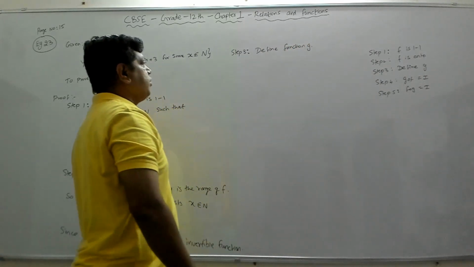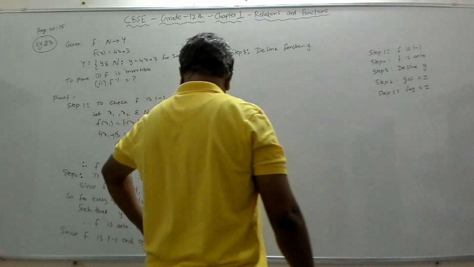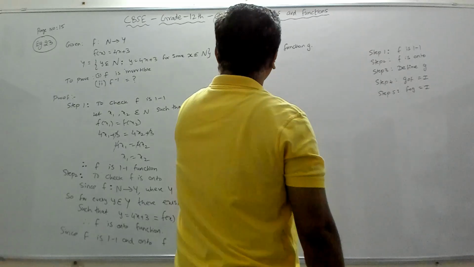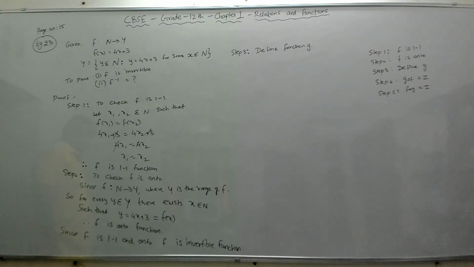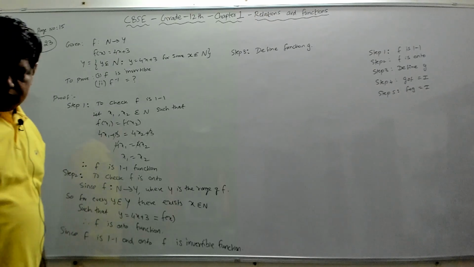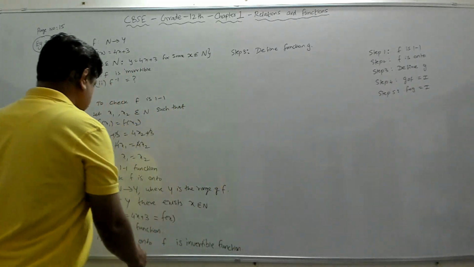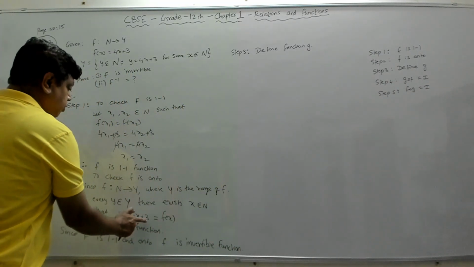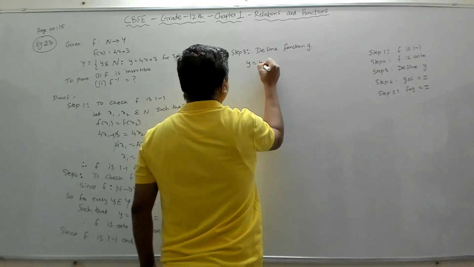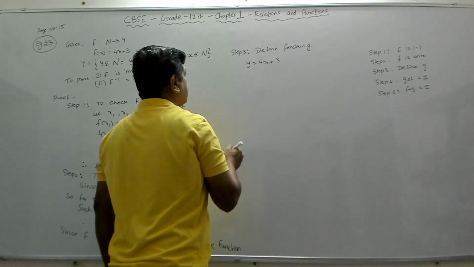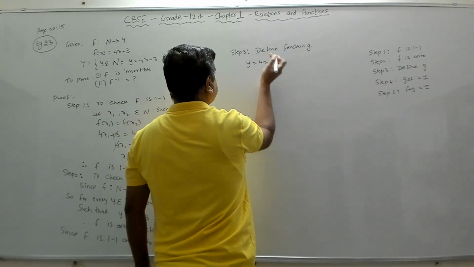Now how do we define function g? To define the function g, we have to write y in the form of 4x plus 3. So y is equal to 4x plus 3, because y is in this form. This says that we have to write x in terms of y.